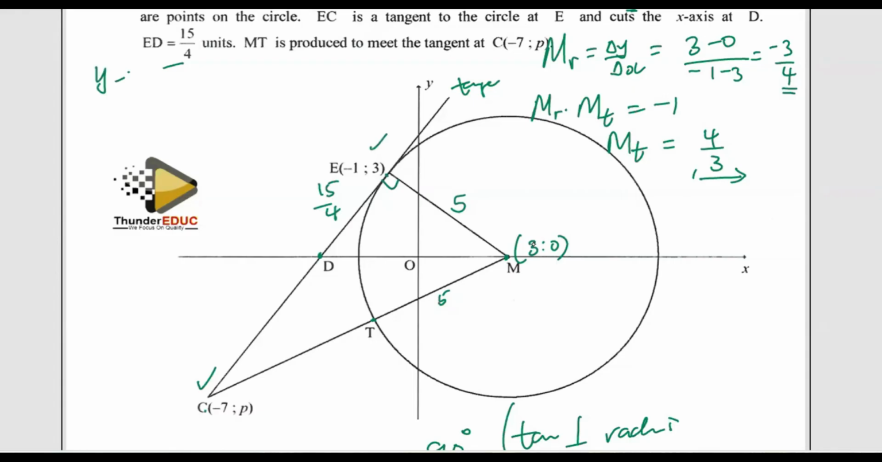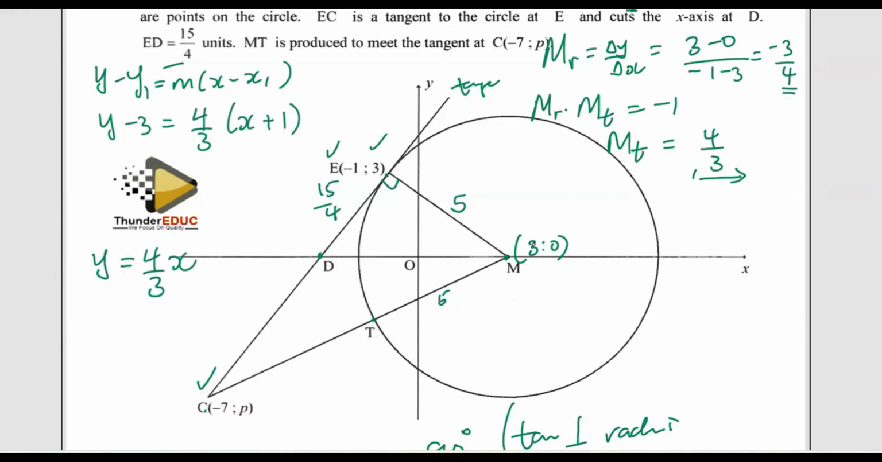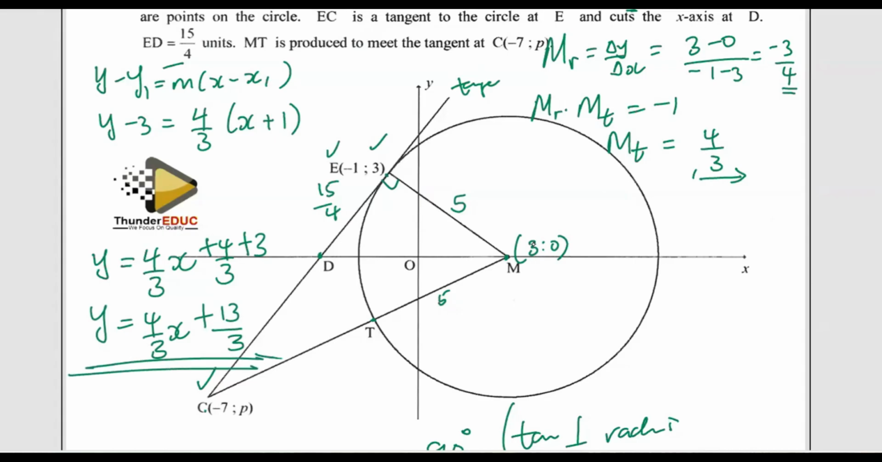Okay, so I'll say y minus y1 is equal to m into x minus x1. So y minus 3, I'm using point E, is equal to 4 over 3 into x minus minus 1, which gives me a plus. Open this up as you transpose. So it's 4 over 3x. That's going to be a plus 4 over 3. When I move this 3 that side, it becomes a positive 3. So it's 4 over 3x, and this is going to be 9, which is 13 over 3. This is the equation that the question wanted.